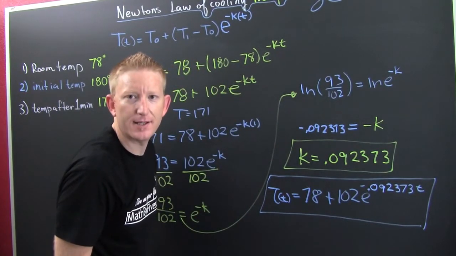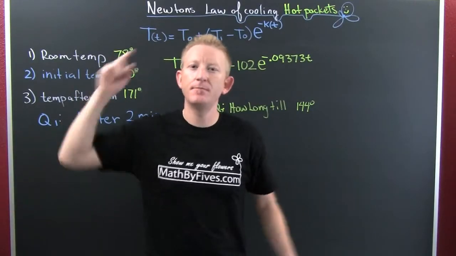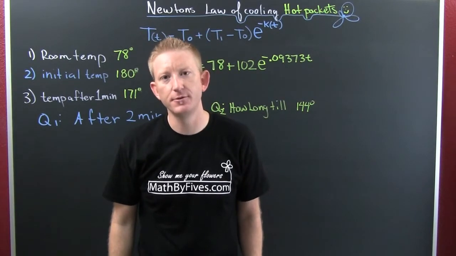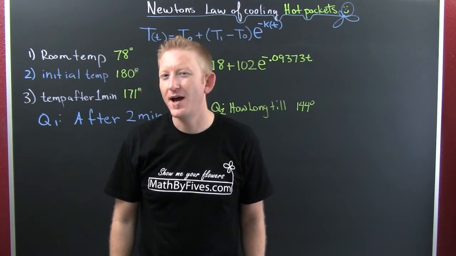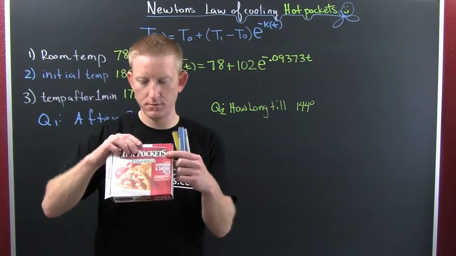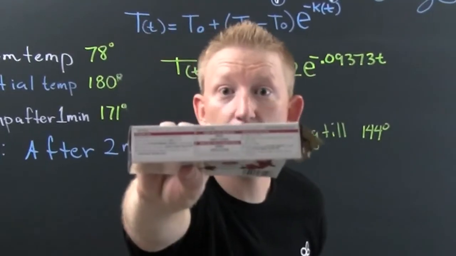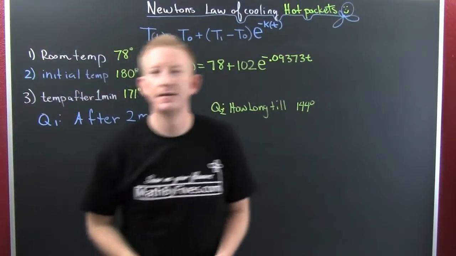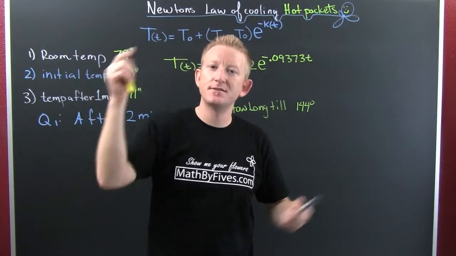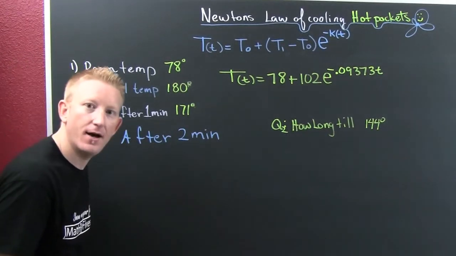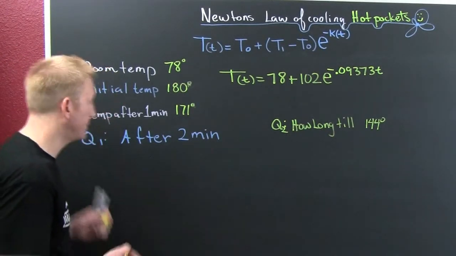e to the minus 0.092373 t. It looks like a hot pocket. Step four. It's finally time to answer the question. On the box, it says let stand in the microwave for 2 minutes. How hot is it after 2 minutes? Literally, it says it right there. So let's answer the question. We have our model. After 2 minutes, how hot is this Hot Pocket?